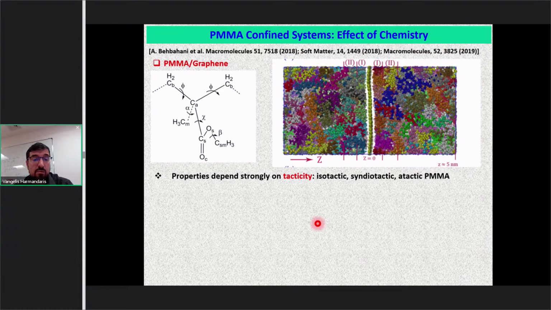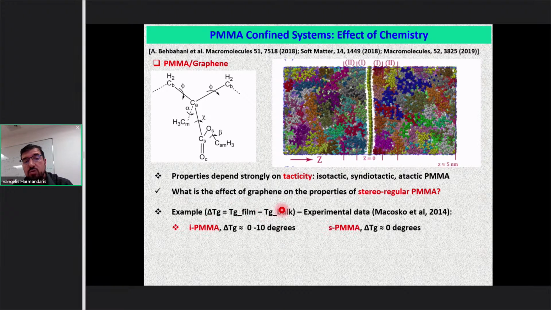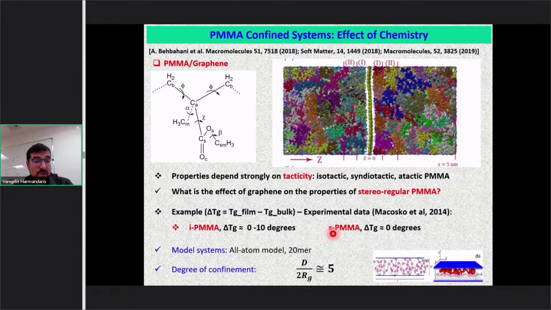question, and the question comes from experimental observations, where they see, for example, that the glass transition temperature, which is a very important macroscopic property of the material because it's directly related to the mechanical properties of these materials, changes from the bulk, and changes differently for isotactic and syndiotactic. So the question is whether this is true, and if it is true, what is the reason? And now the advantage of the simulations, as I said before, is that we can probe time scales and length scales that are not possible to probe experimentally.